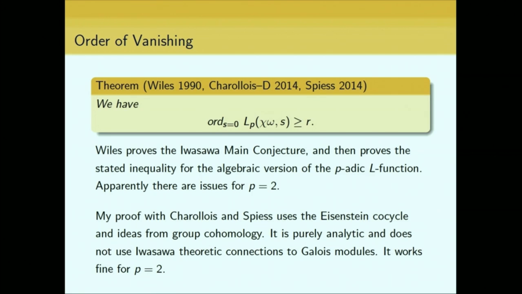Later, together with Charollois and separate work of Spiess, we proved using the Eisenstein cocycle that this order of vanishing is at least equal to the expected one, and the proof is totally different from Wiles. We don't make any connection to the algebraic p-adic L function. We analytically study this p-adic L function, which is analytically defined in terms of the Eisenstein cocycle, and we just calculate the first r derivatives and show that they are 0. And p equals 2 is no special case. So it's a very different proof than Wiles. Okay, so that's the order of vanishing.